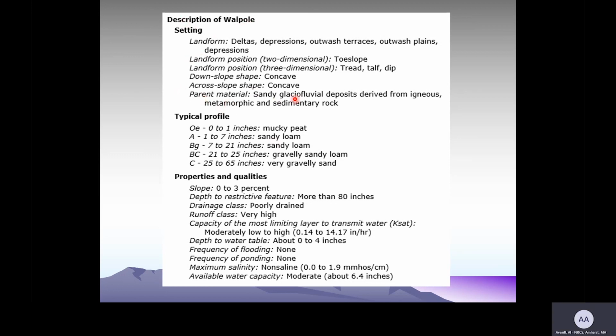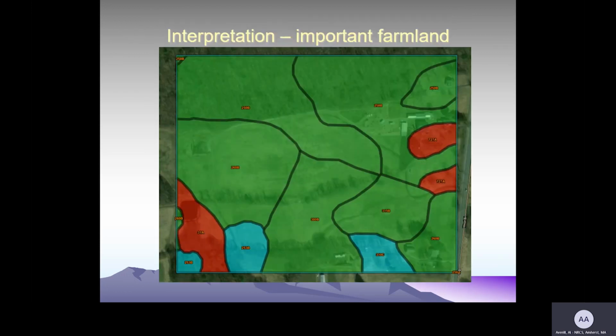What's the parent material? Sandy glacial fluvial deposits, right? What's the depth to the seasonal water table? About 0 to 4 inches. You may dig a hole, and you're not necessarily going to find the water table within 4 inches, but you could expect to find redoximorphic features or a thick organic layer indicative of wet conditions. So, learn about what you're going to investigate by consulting the Web Soil Survey.